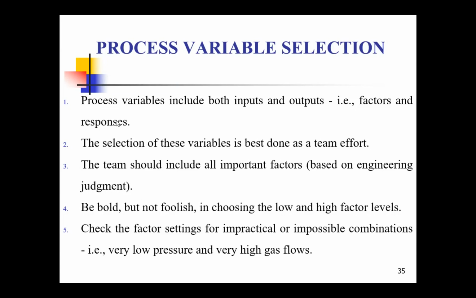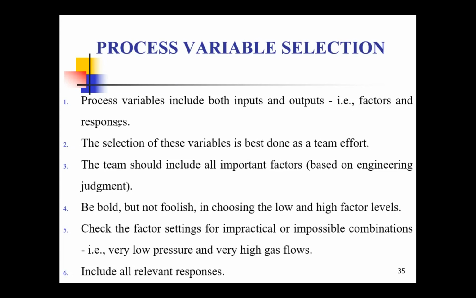So check for factor settings that are impractical in nature. For example, if I select a higher cutting speed range, 5000 RPM, in an ordinary central lathe, it is impractical in nature. So those types of impractical or impossible combinations have to be eliminated.